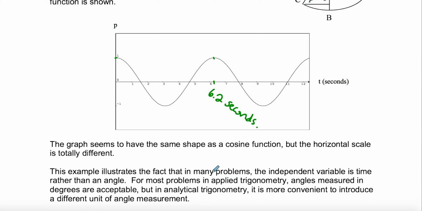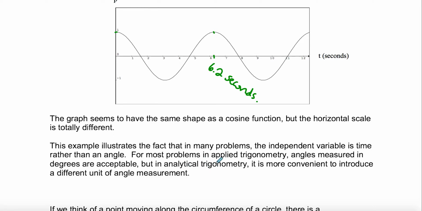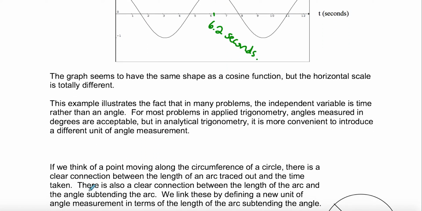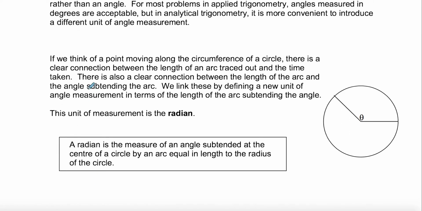This example is just to point out that for many problems in applied trigonometry, angles measured in degrees are acceptable. But sometimes when we're looking at analytical trigonometry, it's more convenient to introduce a different unit of angle measurement. This is called a radian. I'm going to try and explain what a radian is, and then in our next lesson as well, we'll go over it a little bit more.